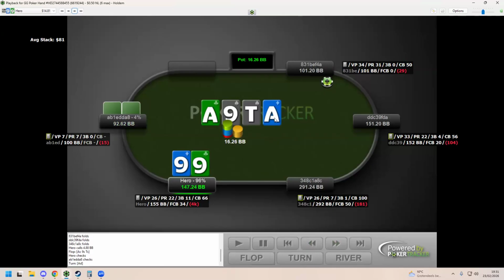I ended up slow playing. Probably not the complete nuts, but this is going to maximize your chance to get one bet of value on the river, and maximize your chance of him bluffing, and minimize, of course, your chance of getting two bets in. So let's see what happens.